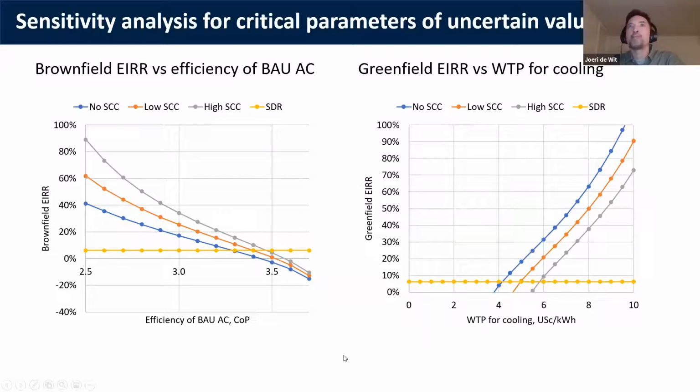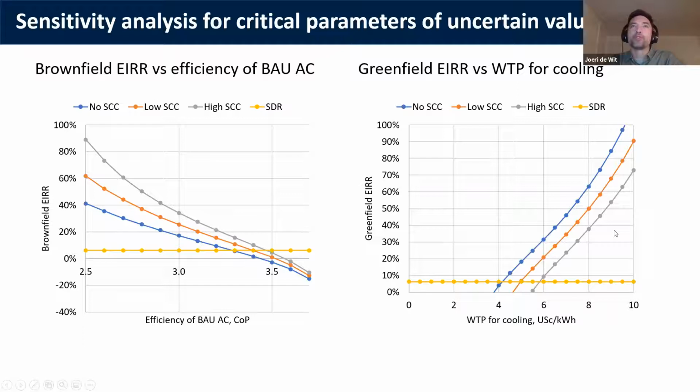Then on the right here, the most uncertain parameter in the greenfield case is the willingness to pay for cooling. So it's a similar graph, except that now you see that as you increase the willingness to pay for cooling, the economic internal rate of return for the greenfield investment goes up because you're creating new goods and services. However, as you increase the cost of carbon from no cost of carbon to the high cost of carbon, your economic internal rate of return declines because you're using more energy.